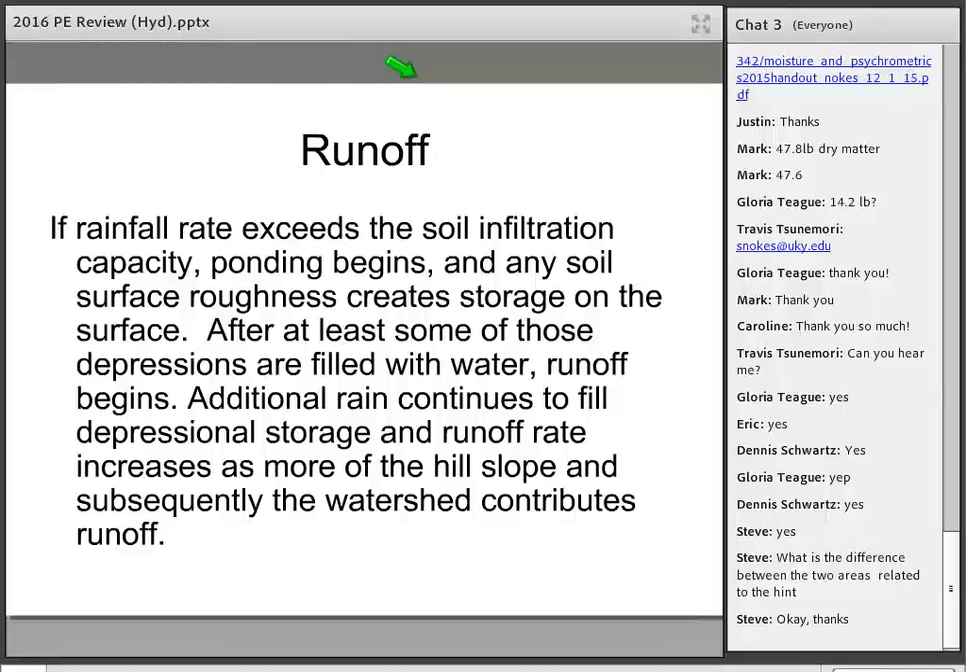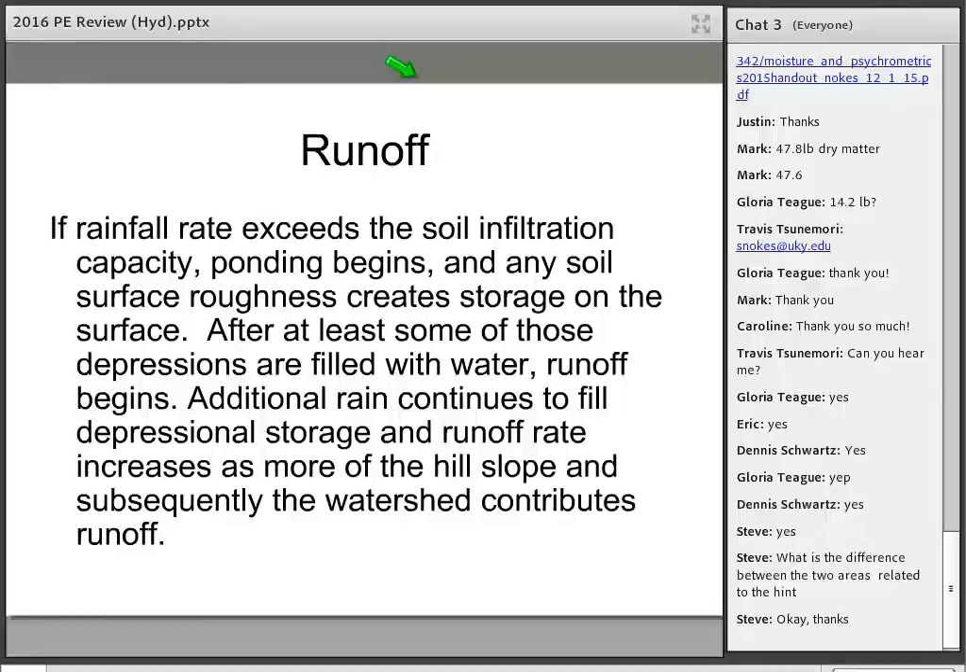So as more of the depressions on the surface fill up and they overtop and start flowing downstream or down gradient, eventually you're going to start getting measurable and perceptible runoff that will flow into a major channel and then end up leaving the watershed. And that's essentially the runoff process. If you don't have a rainfall rate that's high enough to exceed the ability of the soil to soak it in, then you won't get runoff. You've got to have ponding start first.